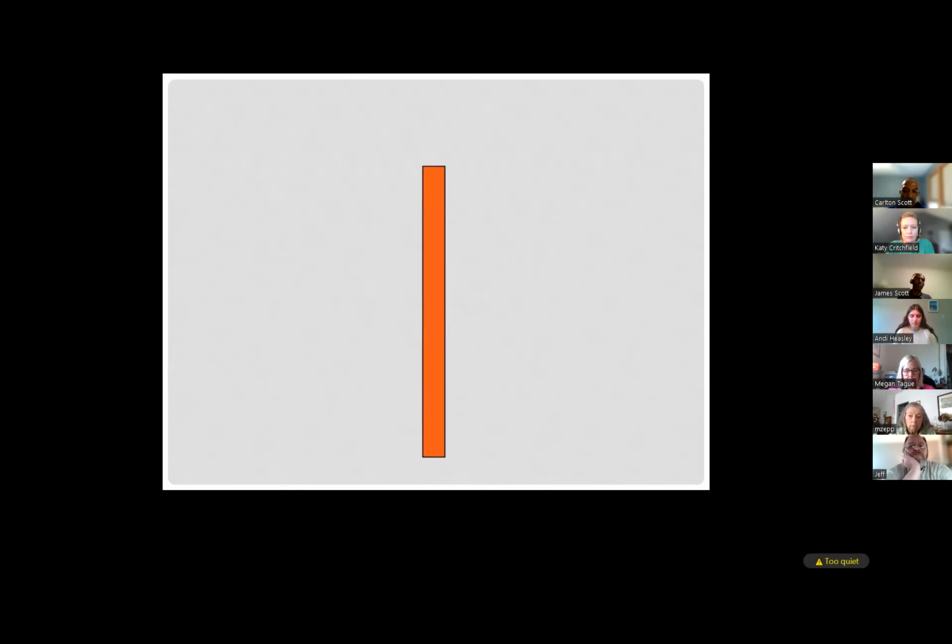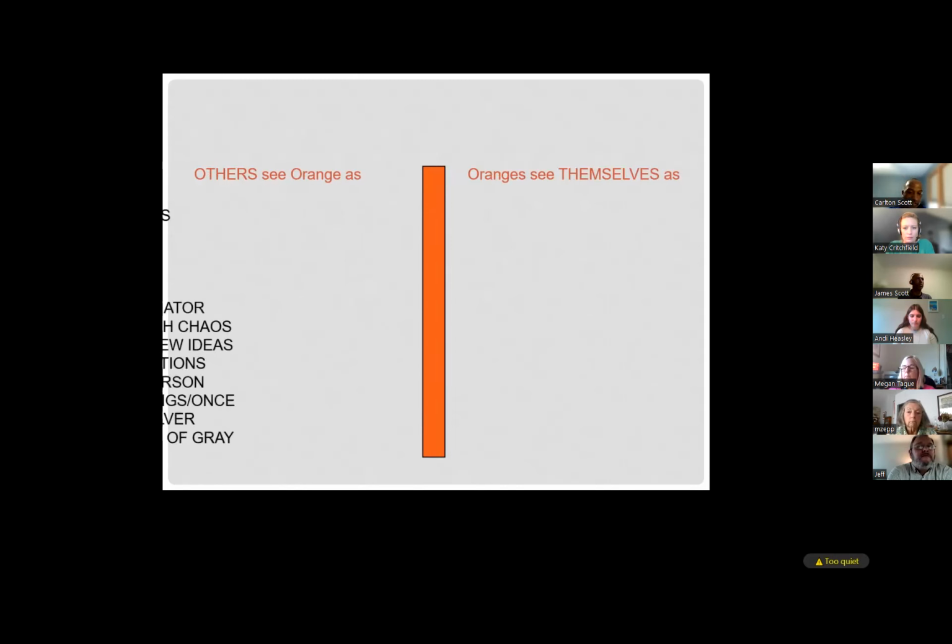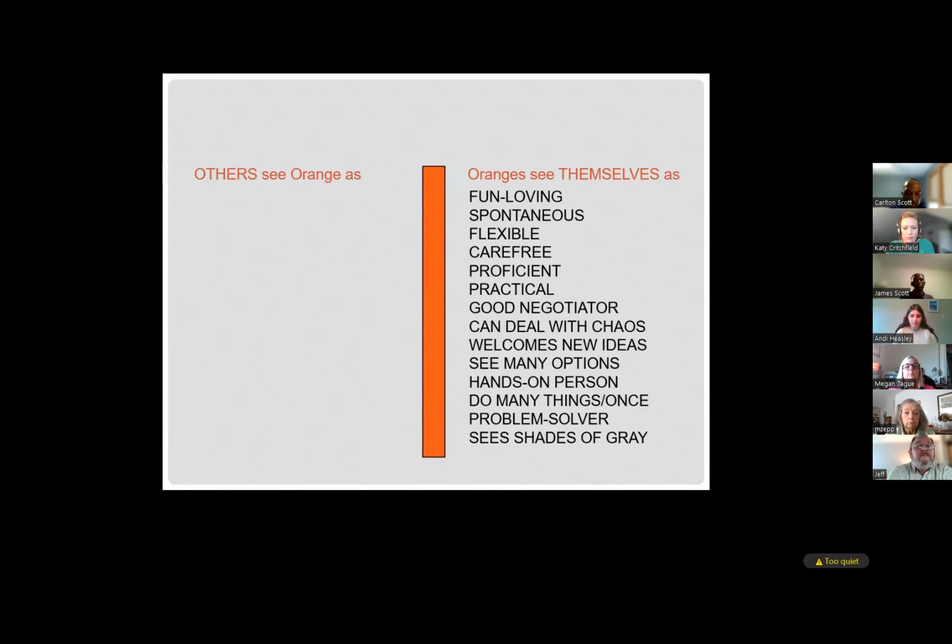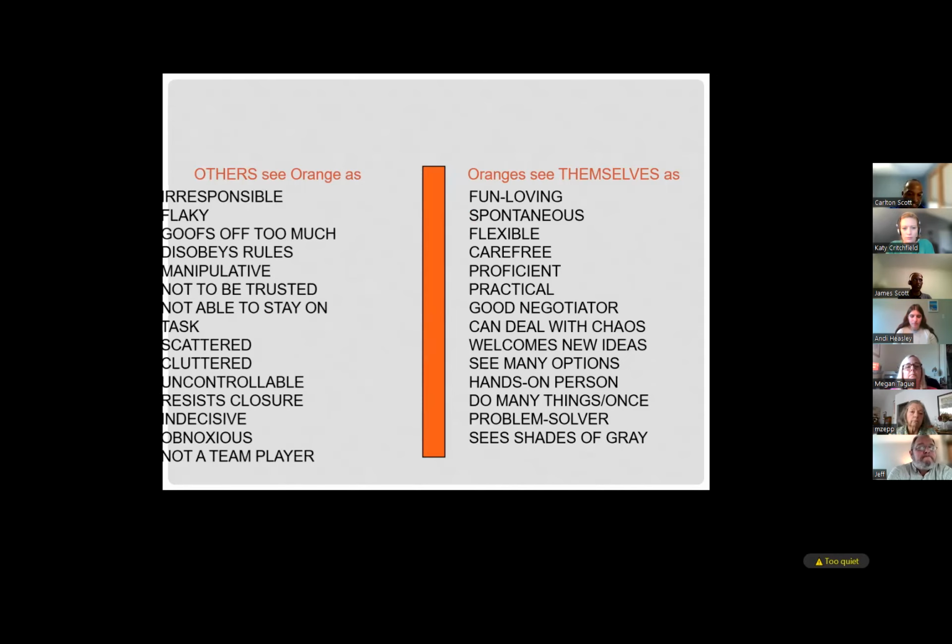So let's say oranges, for example. Let's see how oranges see themselves. Oranges see themselves often as fun-loving, spontaneous, flexible, carefree, proficient, practical, good negotiators. They welcome new ideas, see many options, hands-on, do many things. So I'm sure all the oranges in the room probably see that in themselves. That's great. So let's see how others might see oranges.